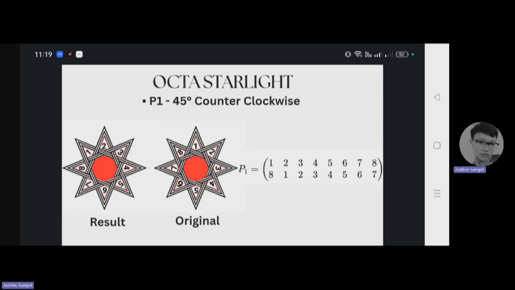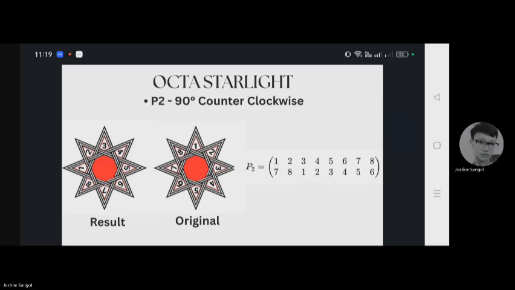So rho 1, which is rotate 45 degrees counterclockwise, from results to original: 1 to 8, 2 to 1, 3 to 2, 4 to 3, 5 to 4, 6 to 5, 7 to 6, and 8 to 7. So that's for rho 1. So rho 2, from result to original again: 1 to 7, 2 to 8, 3 to 1, 4 to 2, 5 to 3, 6 to 4, 7 to 5, and 8 to 6.